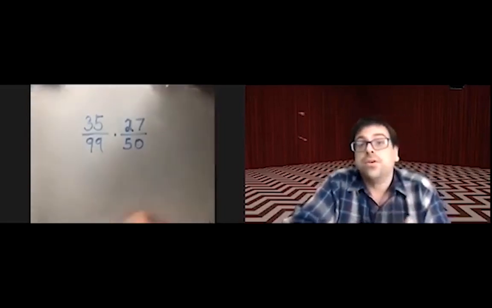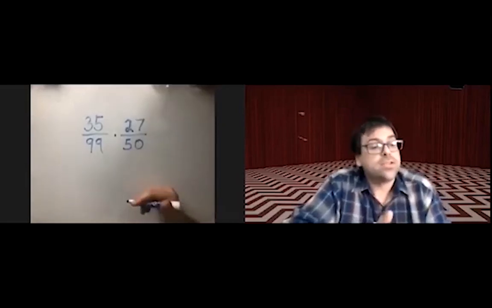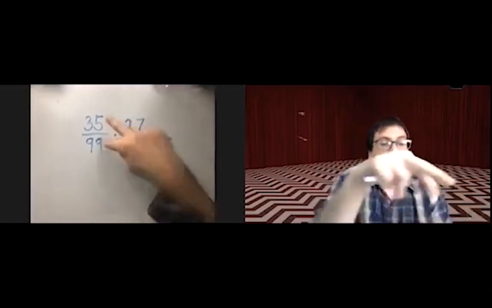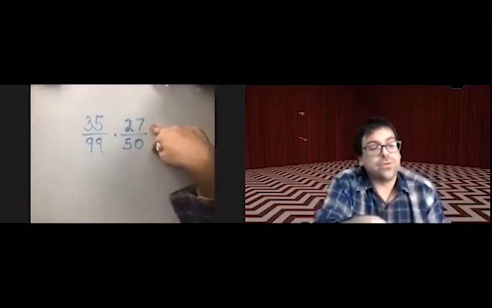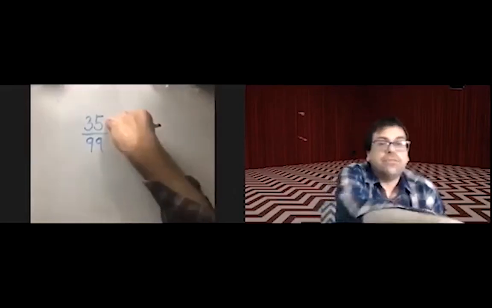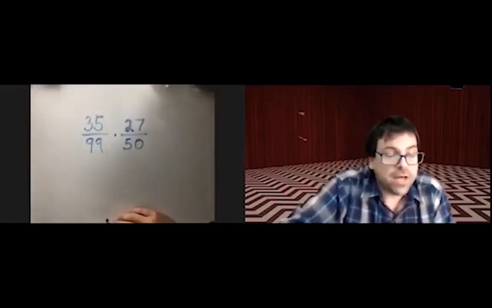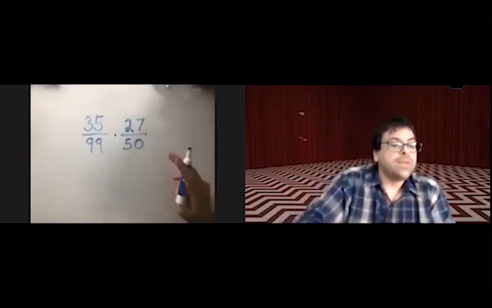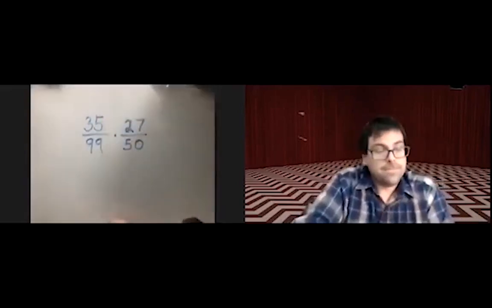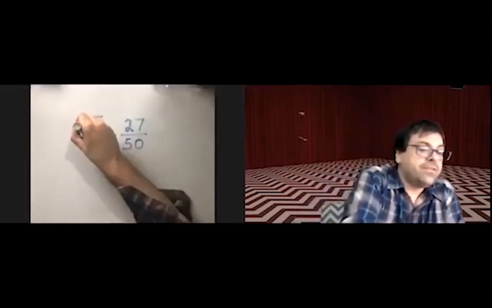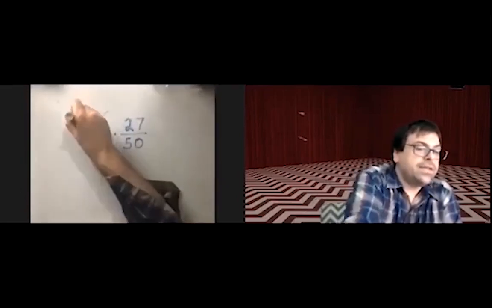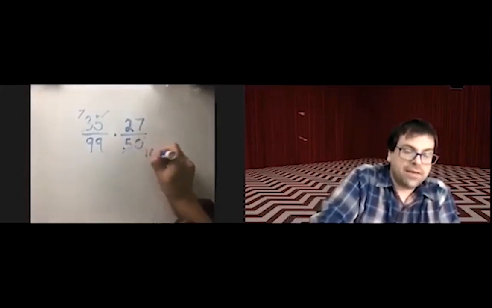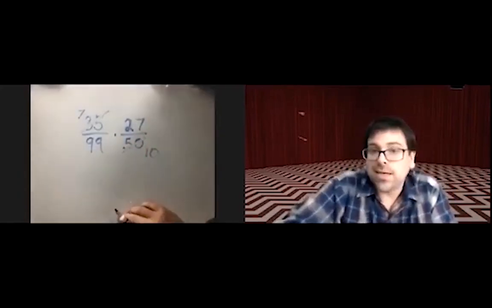Or you can start looking for things to cancel. 35 over 99 doesn't reduce. 27 over 50 doesn't reduce. But 35 on the top and 50 on the bottom, as long as we can find one on the top and one on the bottom, we can cancel. They are both divisible by 5. 35 divided by 5 is 7. 50 divided by 5 is 10. We keep going.